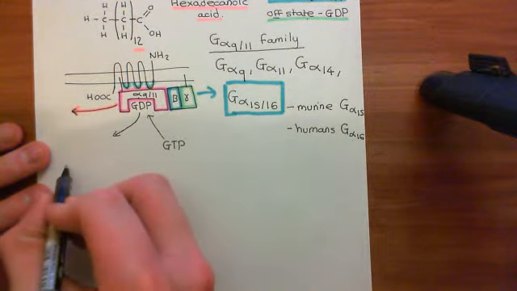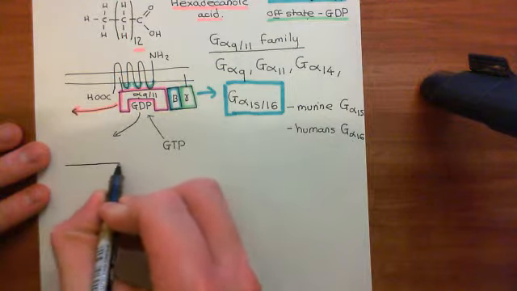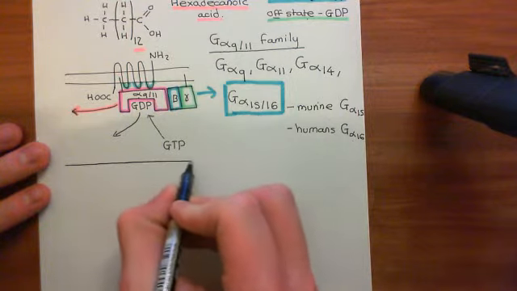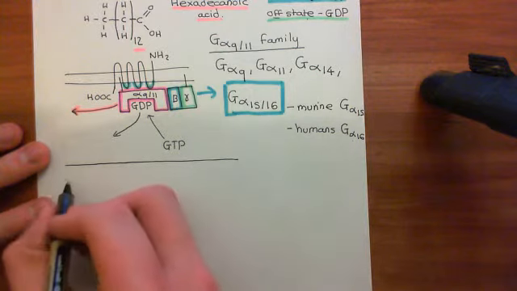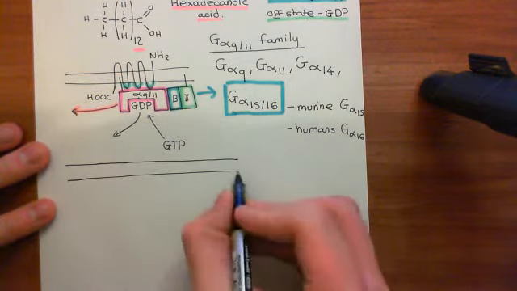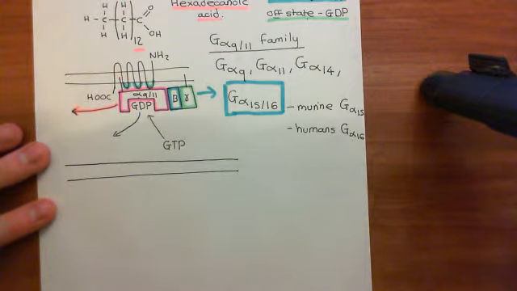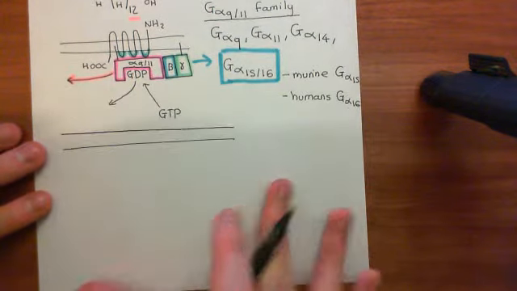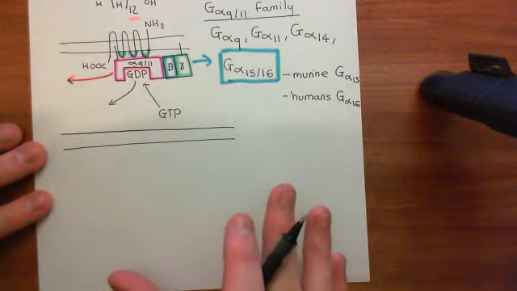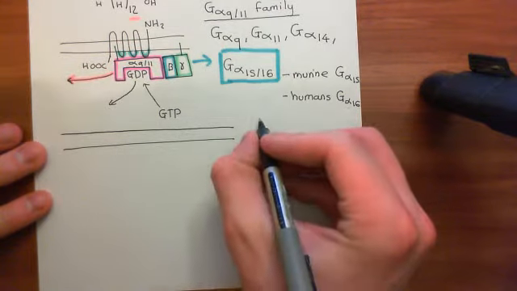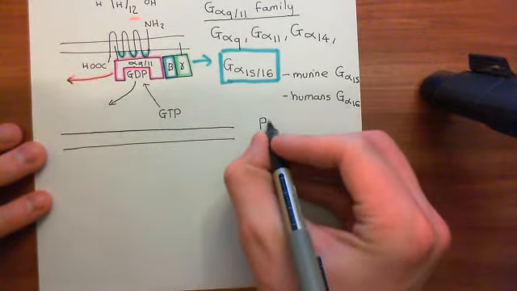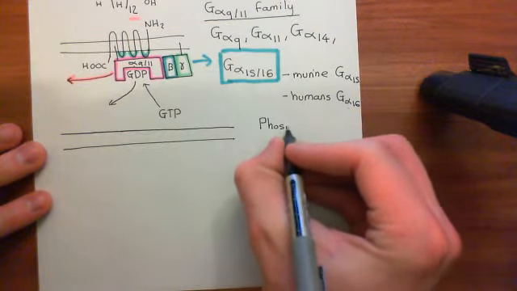So, what do the alpha Q/11 family alpha subunits of heterotrimeric G proteins interact with? Okay, well, the main target is Phospholipase C enzymes of the beta family. So there are many different families of phospholipase C enzymes. Okay, one of the families of phospholipase C enzymes is the phospholipase C beta family. Okay, so let me just write this down here.